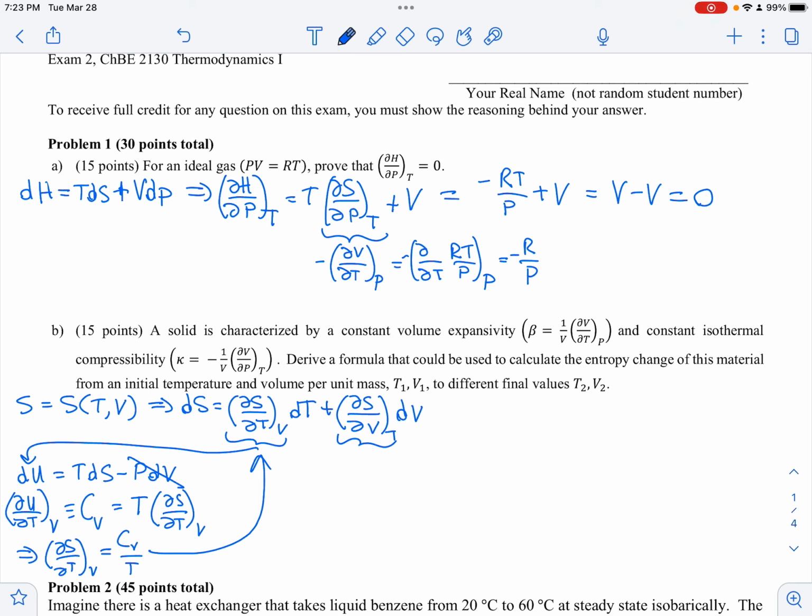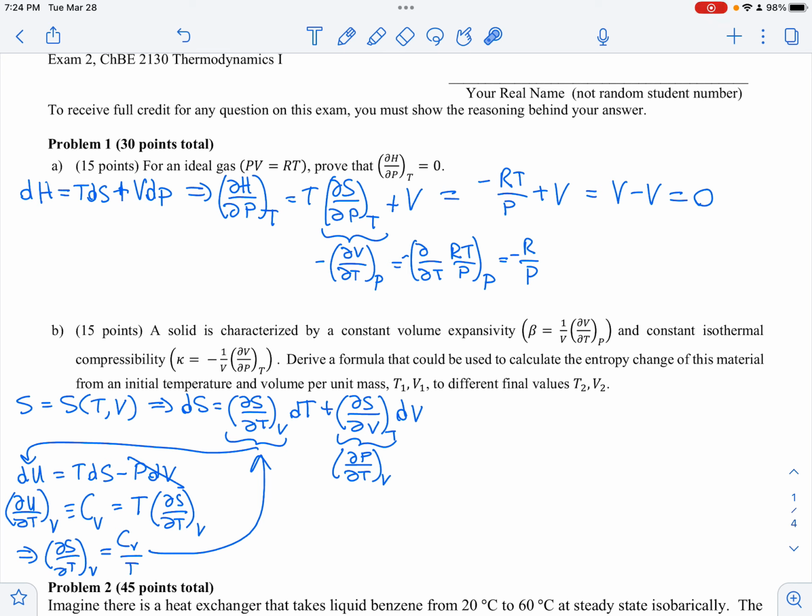Okay, so for this term, I would suggest looking for a Maxwell relation, and you will find one that says that this term is equal to dP/dT at constant V. And we need to figure out, notice that we have a PVT relationship, so we might be looking for something related to kappa and beta because of the way the question is asked, because kappa and beta are also related to derivatives between P, V, and T.